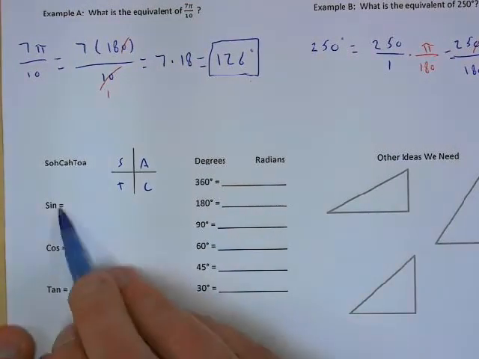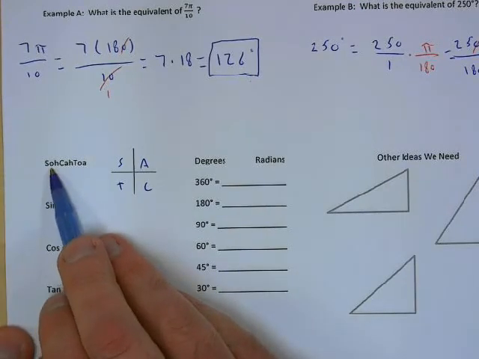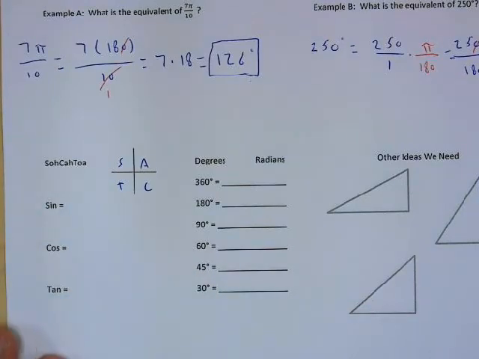All right, and then we got sine, cosine, and tangent. What are those equal? Well, we got it right there. Sine is opposite over hypotenuse, cosine is adjacent over hypotenuse, and tangent is opposite over adjacent. But what are the other definitions of sine, cosine, and tangent?